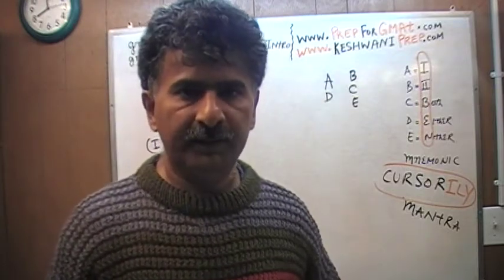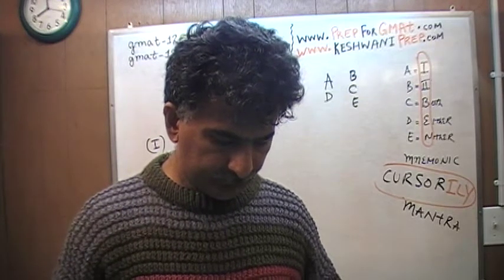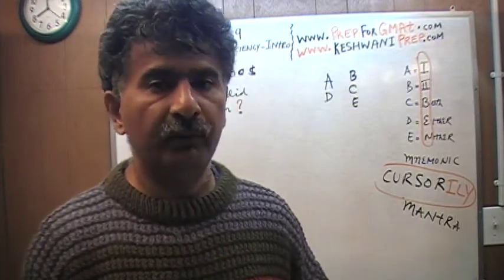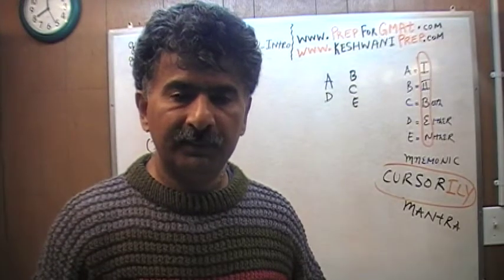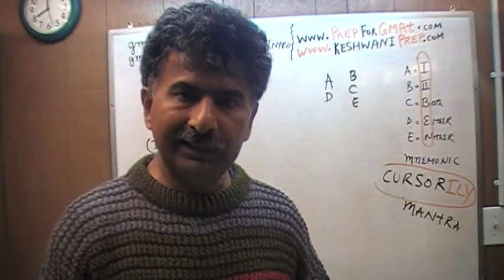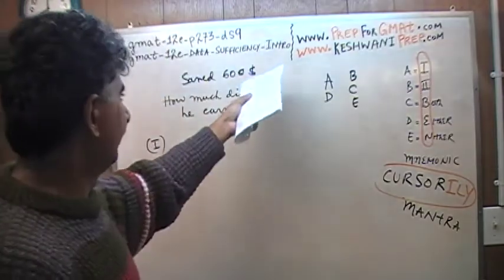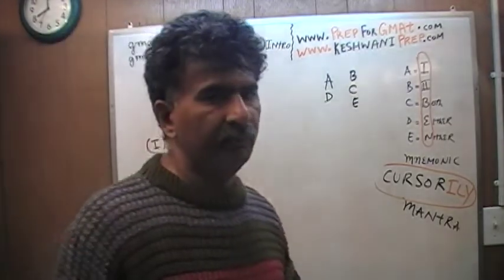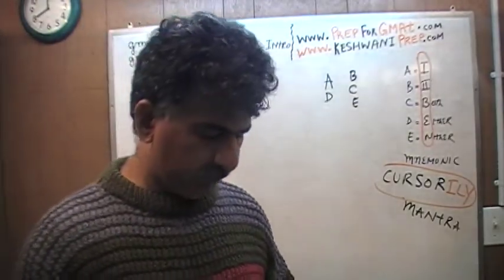Even though the question is how much did he earn, we don't actually have to figure that out. All they're asking is whether the information that we're given in statement 1 is enough to answer the question: how much did he earn? They're not actually asking you to solve the exact precise figure of how much he earned. Nobody's asking you for that. So let's look at it.